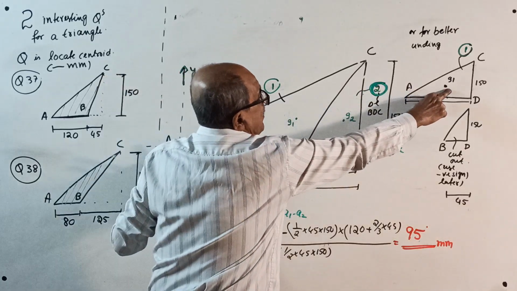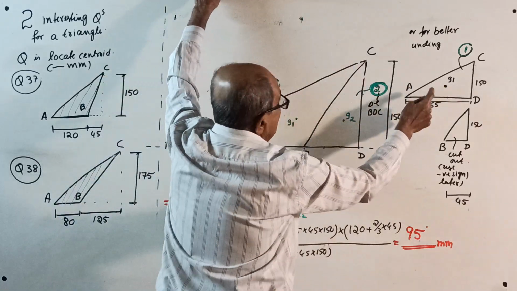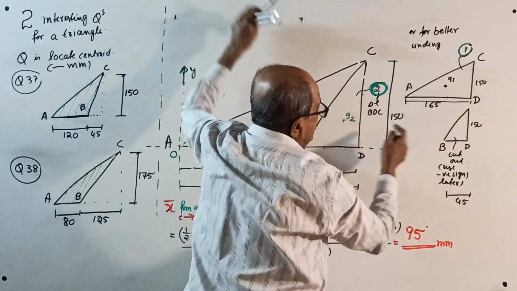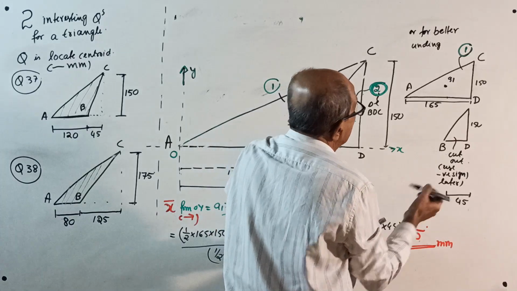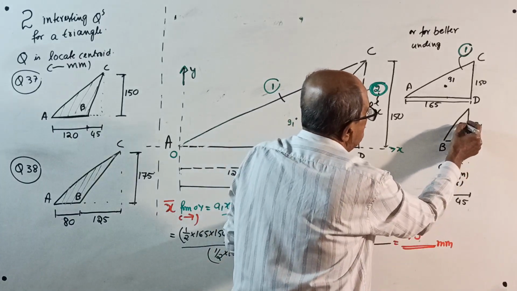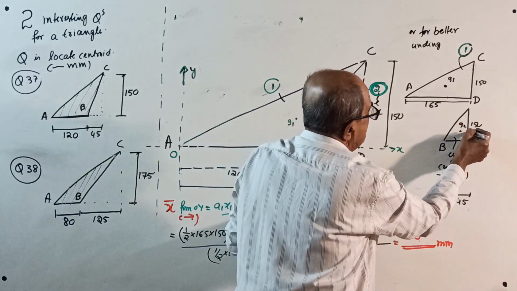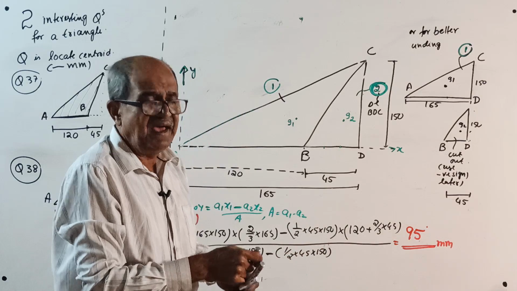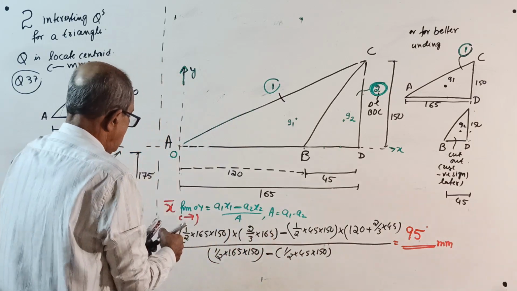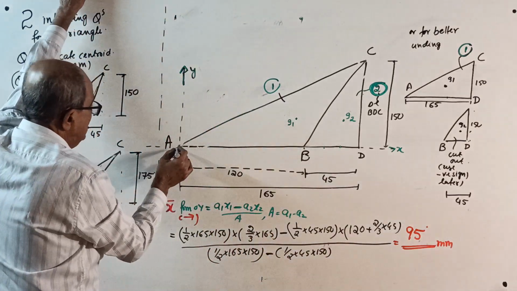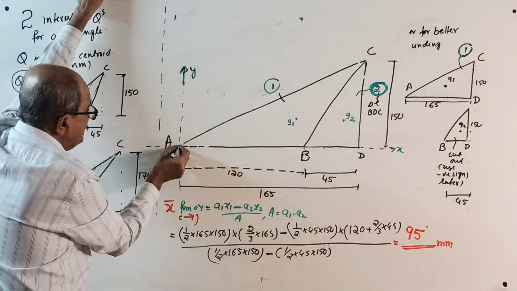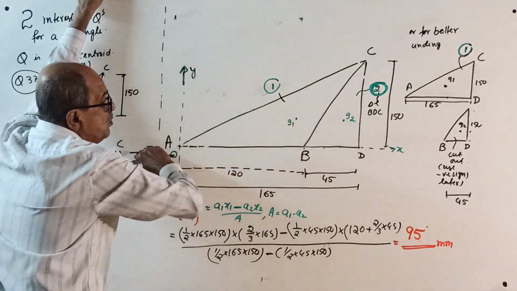Its centroid is here: 2 by 3, 1 by 3. For the second triangle, the centroid is here, G2: 1 by 3, 2 by 3. Because both are right angle triangles now. So, you take a reference line. Now you do one thing. Go for axis. Consider reference axis OY this way, OX this way.